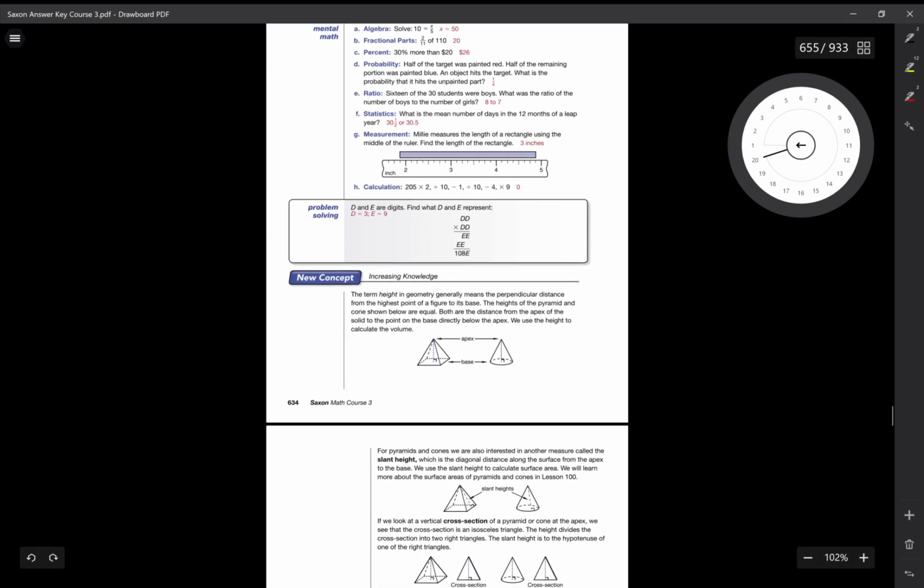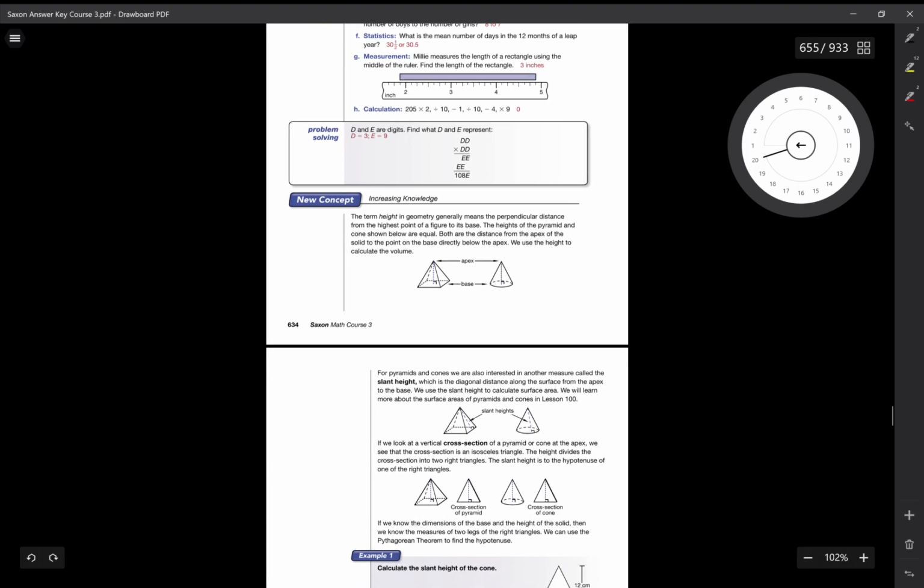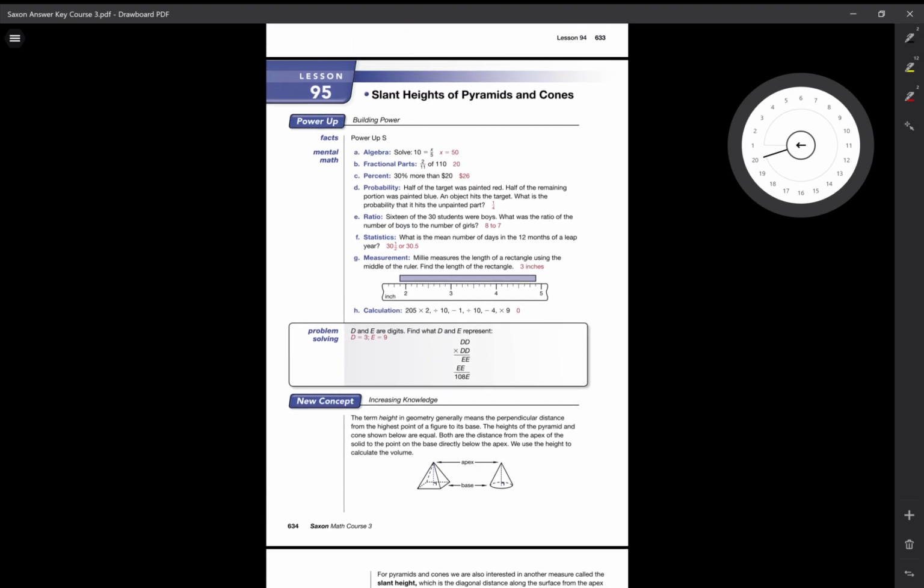The book does a really decent job explaining this, so we're going to walk through it here on our device. Let me get the pen here.